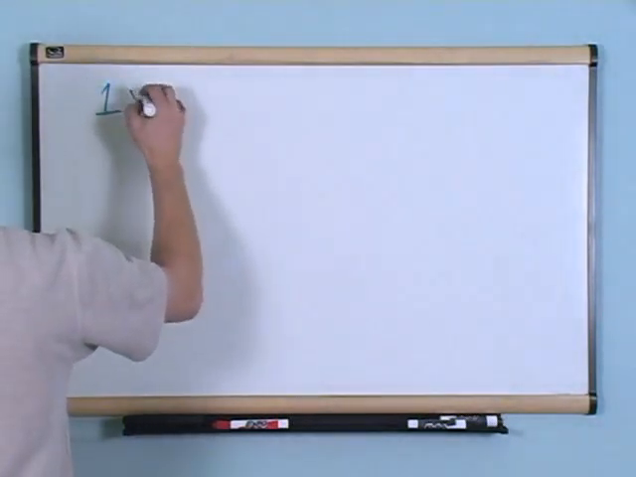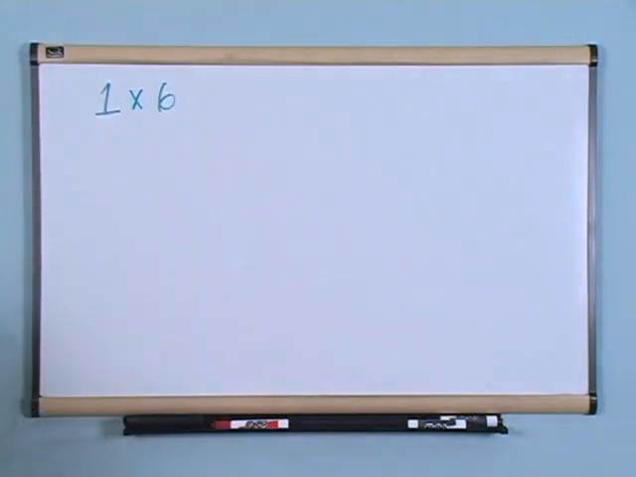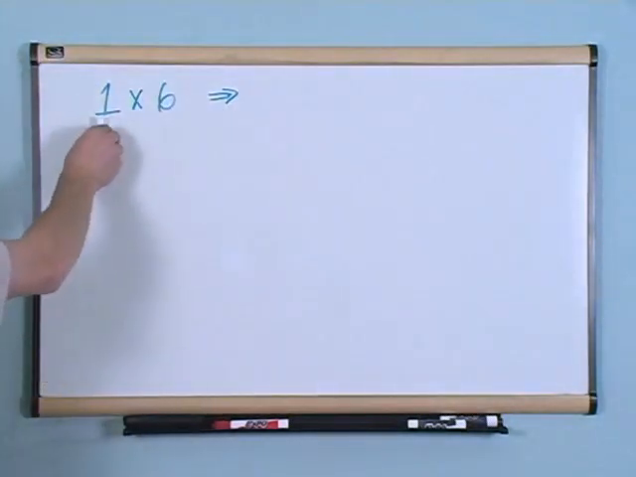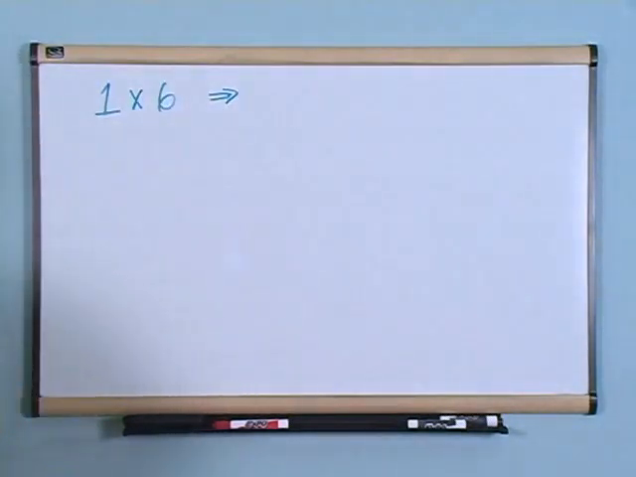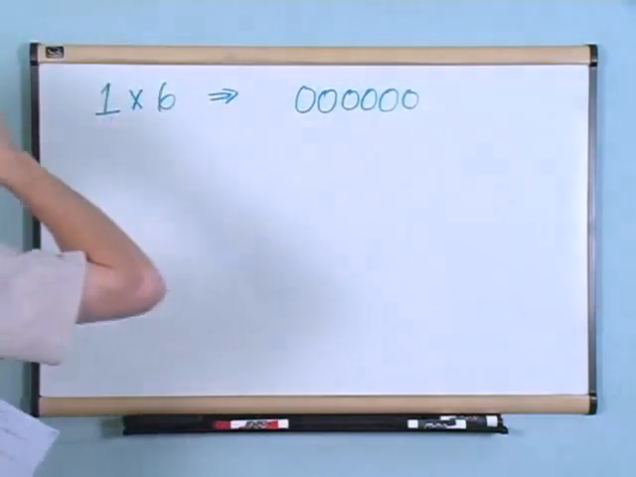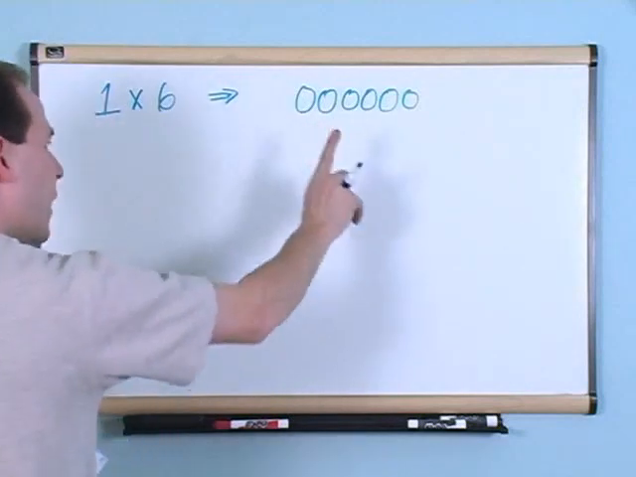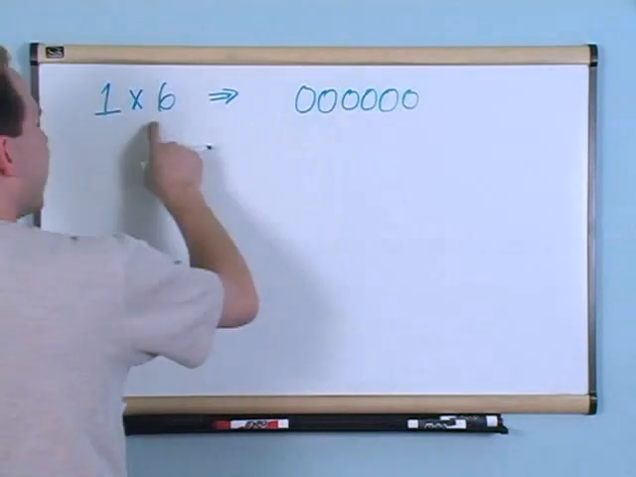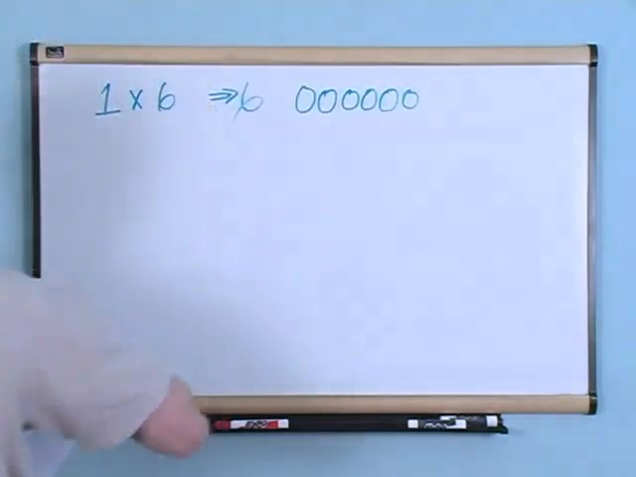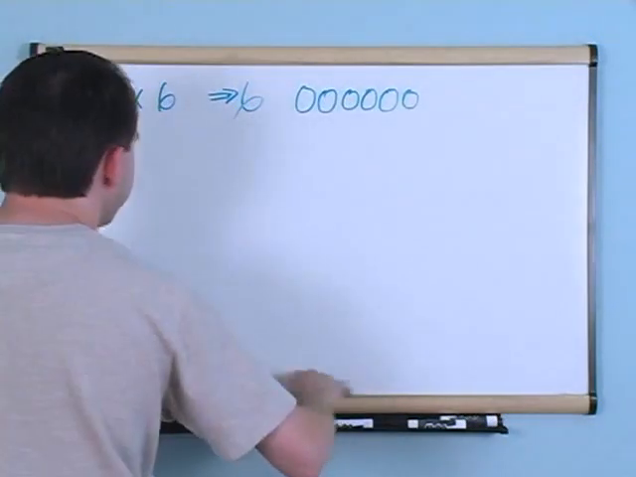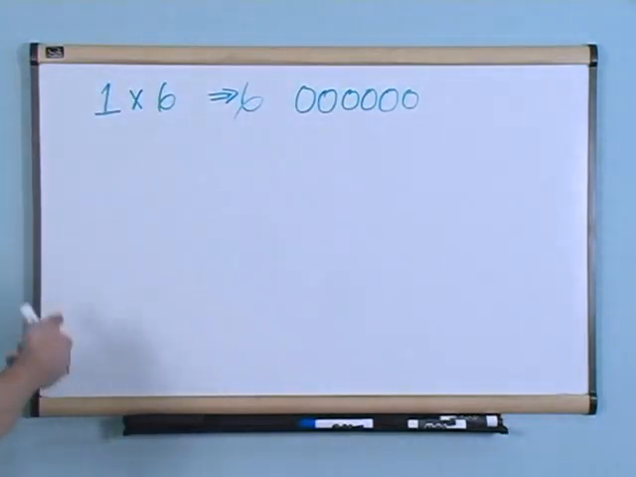What if you had a problem like 1 times 6? Well, what does that mean? That means one group with 6 things in each group. So what I'm going to have is 1, 2, 3, 4, 5, 6. I have one group, and in that one group, I have 6 things. So 1 times 6 is 6. And you'll just get the hang of that from your multiplication tables. Anything times 1 is itself.